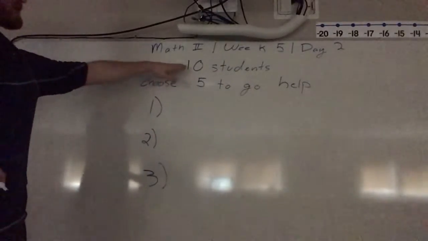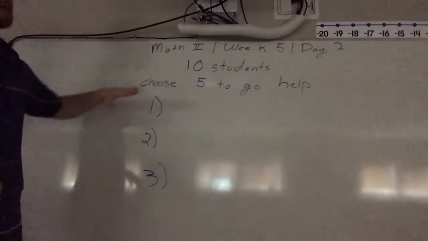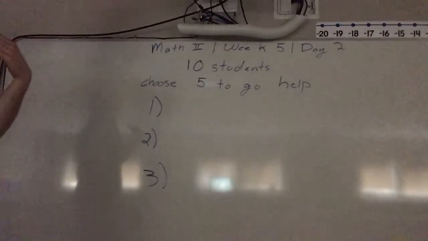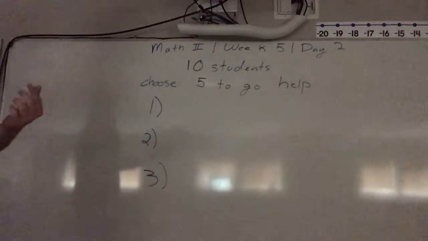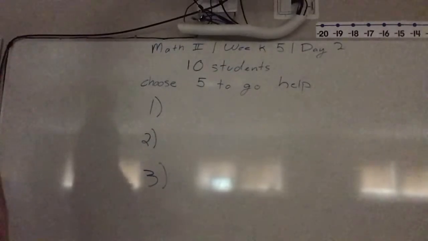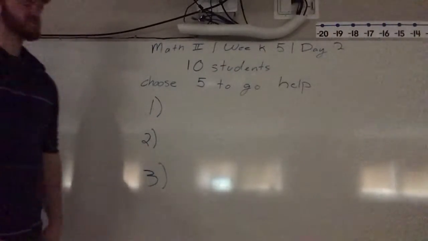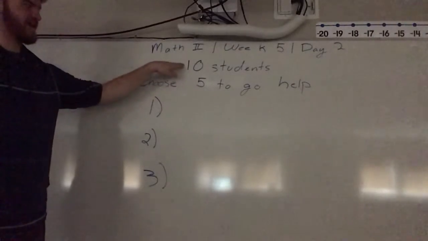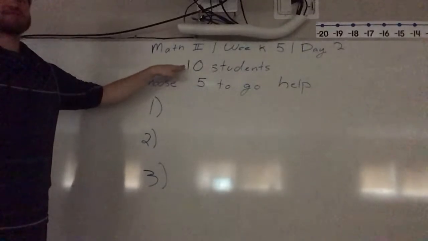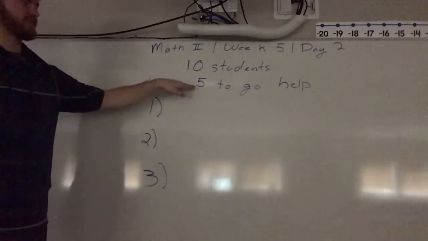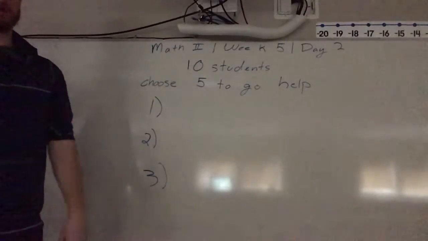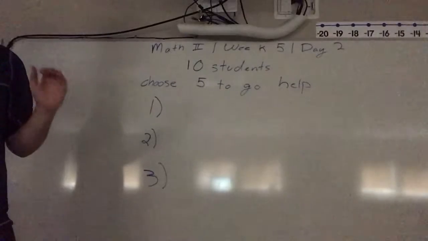So let's say I have 10 students and I want to choose 5 to go help me do something. Now I'm going to walk you through how I would set this up, and at the end I'll recap everything so you guys can figure out a way to set everything up. The first thing I always notice is we have two numbers here, a 10 and a 5. They're not always going to be 10 and 5, but one's always going to be larger than the other unless they're the same number. We're going to choose that smaller number. That smaller number is how many places there are available.